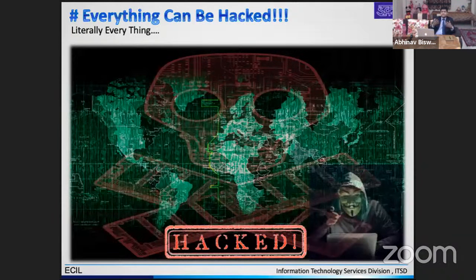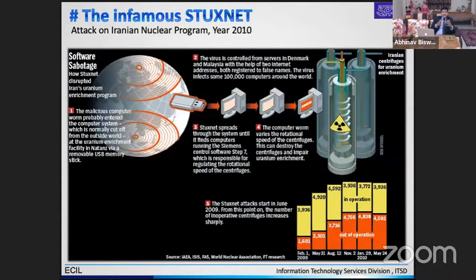So we are in a situation where everything can be hacked, literally everything. Let's see the famous Stuxnet. This was a state-sponsored attack on the Iranian nuclear program in the year 2010, and it was one of the first of its kind. The modus operandi was that they distributed fancy-looking pen drives and threw them into the campus of this nuclear establishment of Iran, and it was funded by the US government.